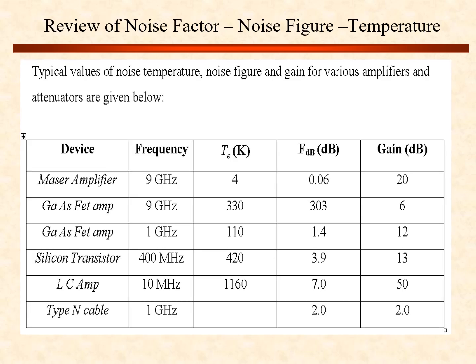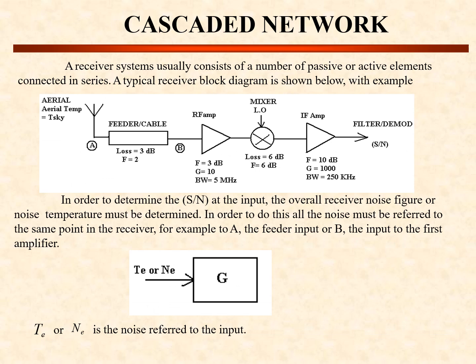Then this is a comparison of the noise factor, noise figure, and noise temperature of different devices. For example, maser amplifier, gallium arsenide FET amplifier, gallium arsenide FET amplifier at different frequencies, silicon transistor, then LC amplifier, then type of N cable. So for different frequencies we have different equivalent temperatures, different noise figures, and the gain in decibels. Then when the elements are connected one by one, we can call it a cascade network. When you go for a cascade network, we can find out the performance based on the signal to noise ratio comparison of the input to the output.